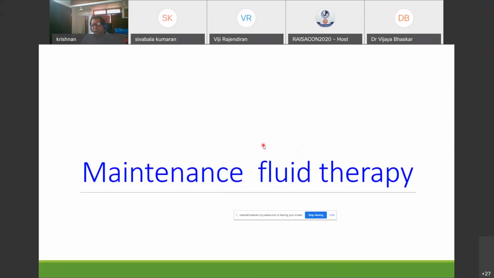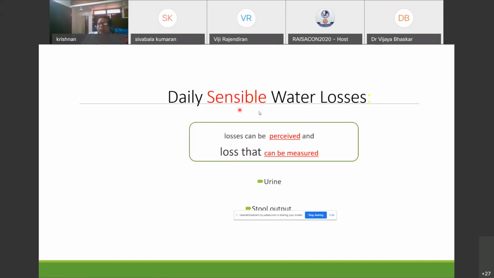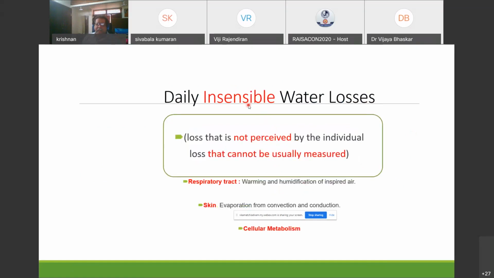So first we will see the maintenance fluid therapy. We already said physiological process. So we have daily sensible water loss. Sensible means losses which you can perceive and losses that can be measured. You know how much urine you are able to pass, so you can measure it. So this is the daily sensible loss. Stool output, even though it is less, is also a perceived and measurable fluid loss. Whereas insensible loss is a loss which cannot be perceived, you cannot perceive how much fluid is lost and you can never measure it.